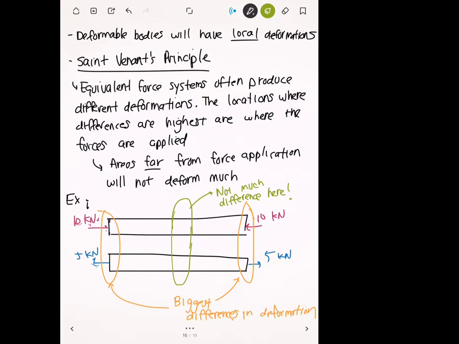And so the question a lot of people ask is, how far away do you have to travel from the ends in order for St. Venant's principle to kick in? Unfortunately, there's no precise answer to that. St. Venant's principle is not an equation or a formula that you can plug in to say I have to travel this far away in order to not feel the effects anymore. It's more of a conceptual, qualitative principle that gives you some intuition for how these deformable bodies will deform.